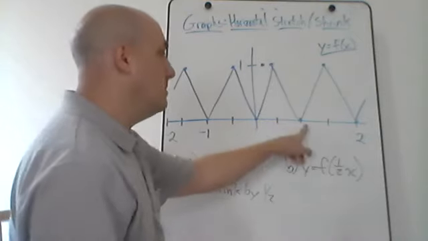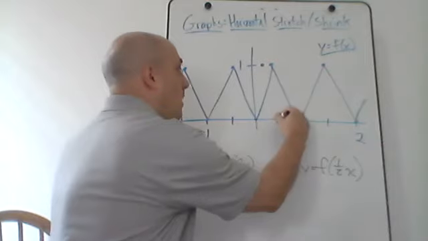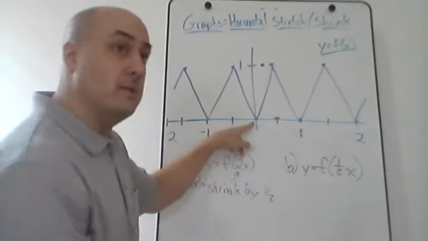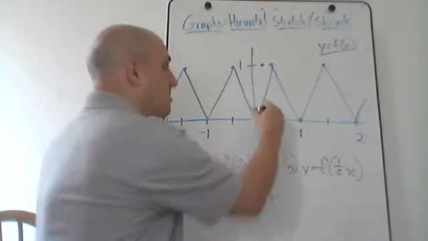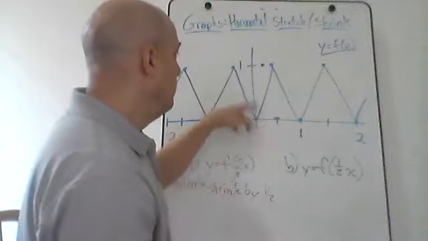The point 1, 0, well, if I multiply my x coordinate of 1 by 1 half, I get the point 1 half, 0. The first point here is 0, 0. If I multiply 0 times 1 half, that's still 0. So we're still going to be at the origin there. So I did the first 3 points.